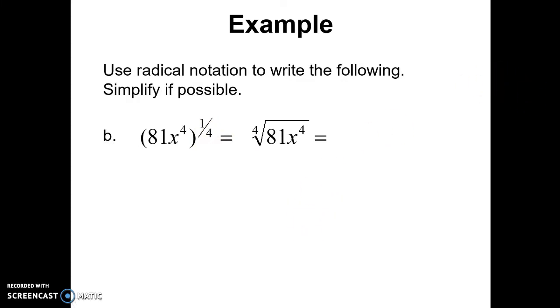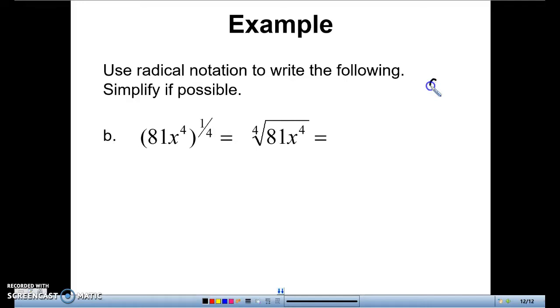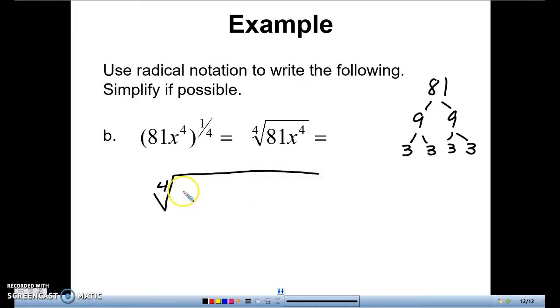Okay? So what I'm going to do now, I'm going to do it the long way. That's 9 times 9. That's 3 times 3, prime factorization. I'm going to rewrite this. My index is 4. Here is my prime factorization of the coefficient. And then my variable, I'm going to write it in expanded form. With me so far?